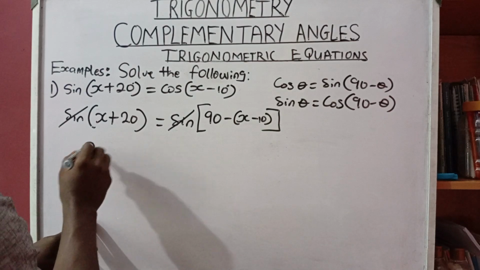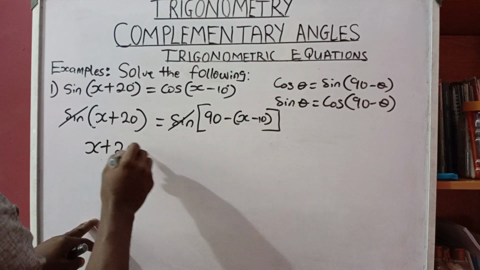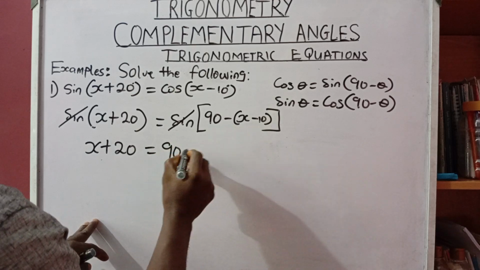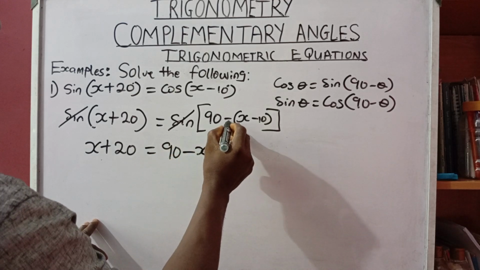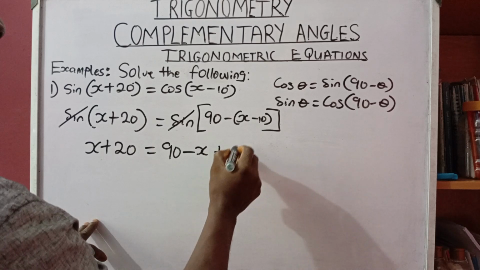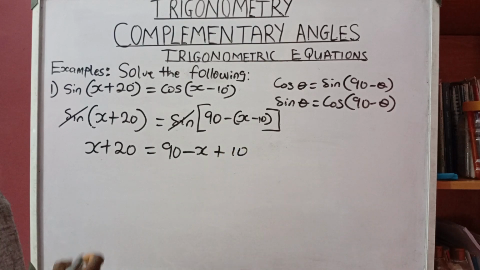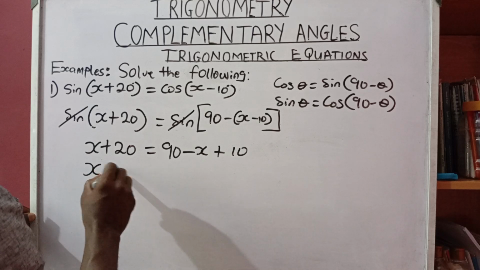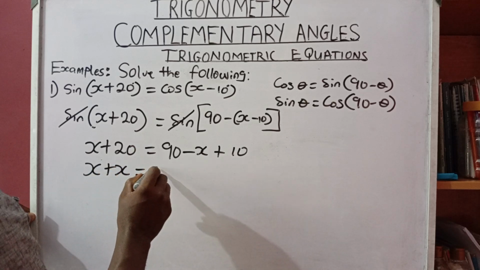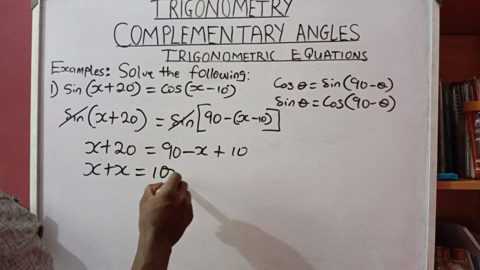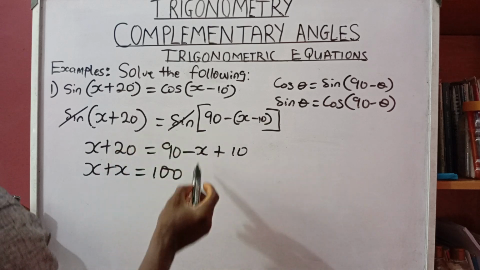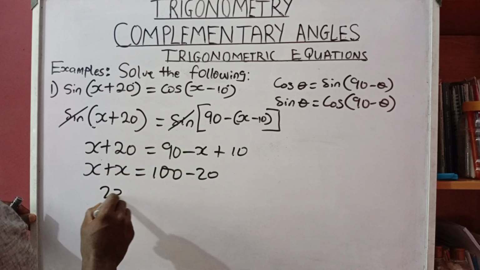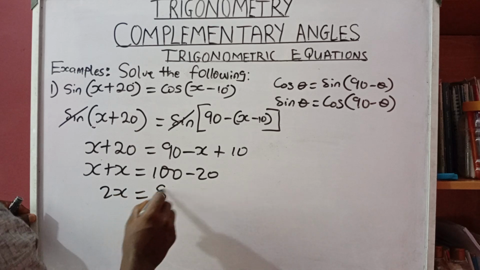So that will give us x + 20 is equal to 90, minus times x gives us minus x, minus times minus will give us plus 10. To collect like terms, the minus x coming over here becomes plus x, equal to 90 plus 10 will give us 100. Then 20 coming over here becomes minus 20. So we have 2x is equal to 80.